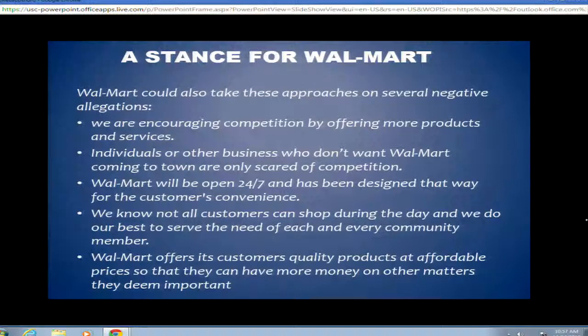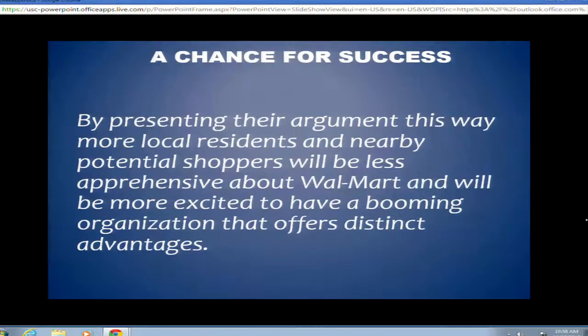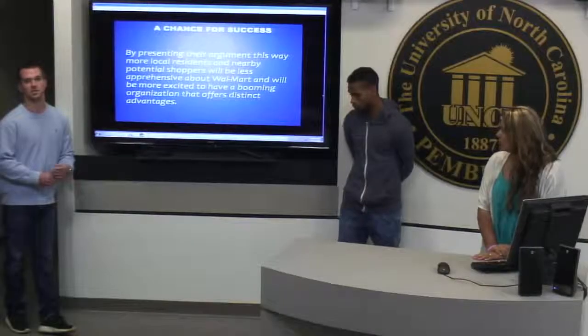We know that's pretty much the same thing. Walmart offers its customers quality products at affordable prices so they can have more money for matters they deem more important. And by presenting their argument this way, more consumers and customers will be less apprehensive about Walmart coming into town. Business owners, mom and pop shops, won't be so apprehensive either. Instead, they may use it as an opportunity and an advantage instead of a disadvantage.